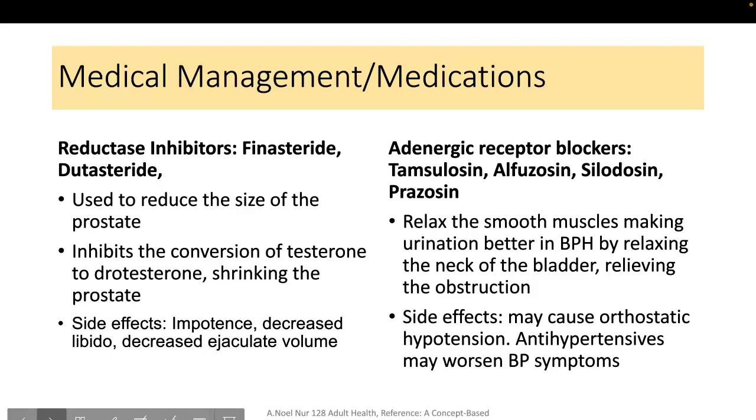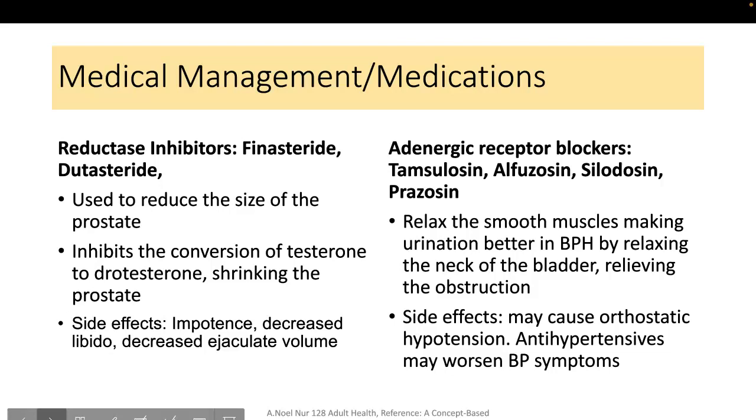So when we look at the adrenergic receptor blockers such as tamsulosin, these medications help to relax the smooth muscles, and it's going to relax the bladder neck. It's going to help relieve the obstruction, and the patient hopefully can get urine through. The side effects of that, though, are orthostatic hypotension, and if they already take an antihypertensive, this may actually worsen the BP symptoms, so it may drop their BP even more.